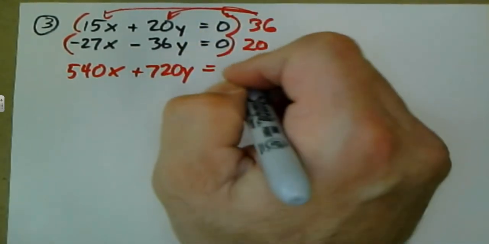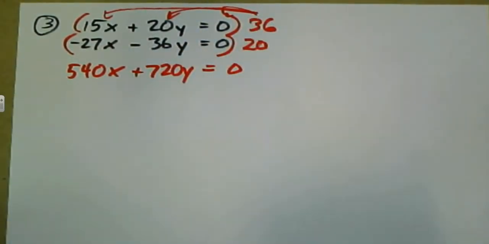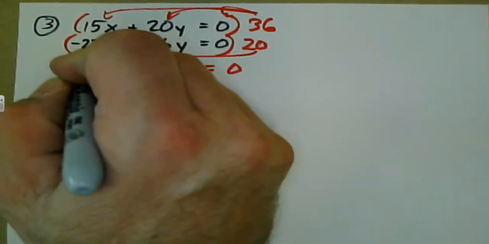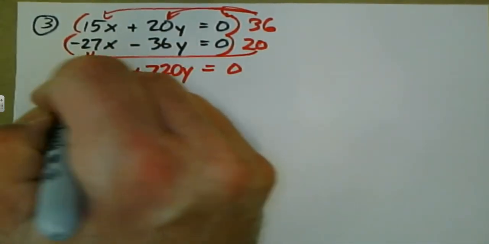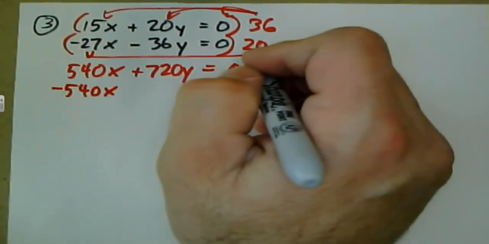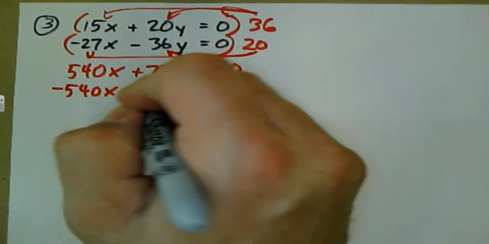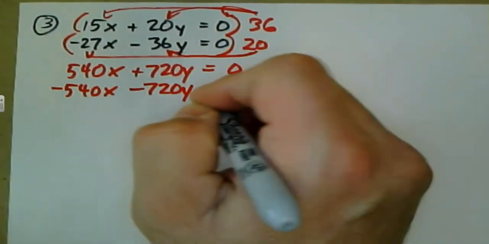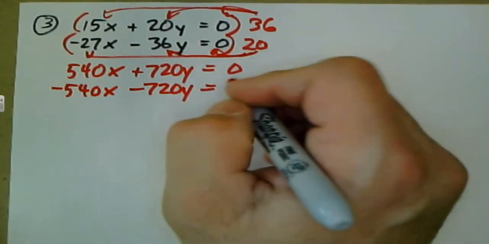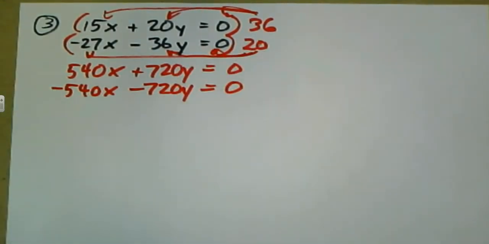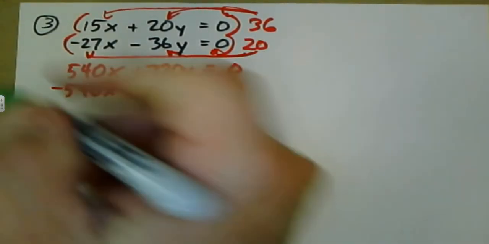And 36 times 0 is 0. 20 times negative 27 is negative 540. 20 times negative 36 is negative 720y, and negative 0. And I know how this is turning out, so I know what the answers were to those.